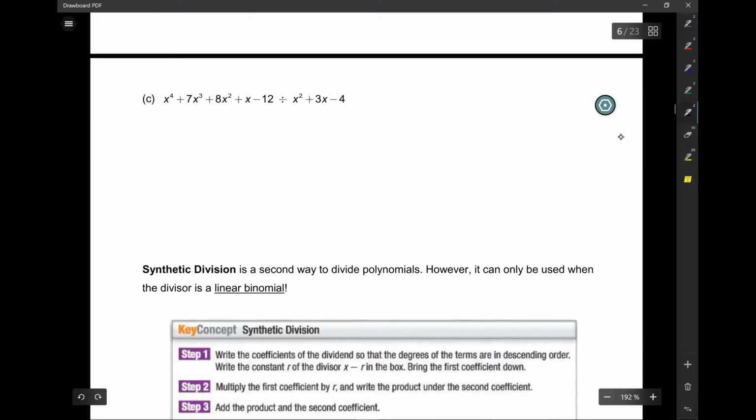Here we have, again, two polynomials, but this time this is not a binomial. This is a trinomial. All right. So again, here we need to make sure all the exponents are represented. The highest one is 4. Then 3, 2, 1, 0. Perfect. So we can start. So the divisor goes in here. And here's the dividend.